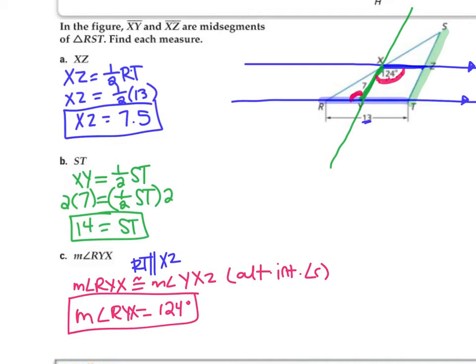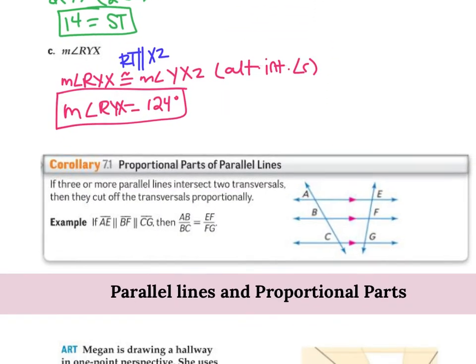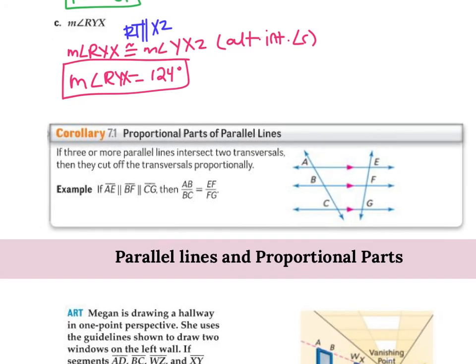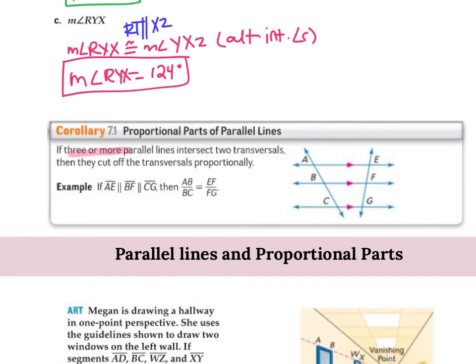Okay, so moving on from here, we are learning about the proportional parts of parallel lines. So we are told that if we have 3 or more parallel lines intersecting 2 transversals, then they cut off the transversals proportionally. Okay, so if AE, BF, and CG are all parallel, then we know that AB over BC will be equal to EF over FG. So we have those 2 proportional transversal segments.